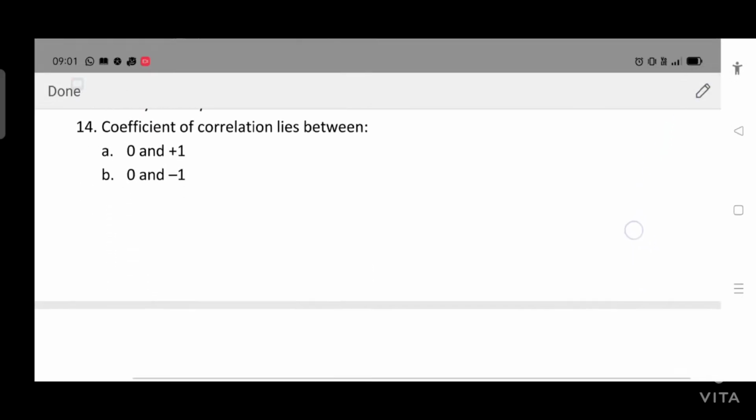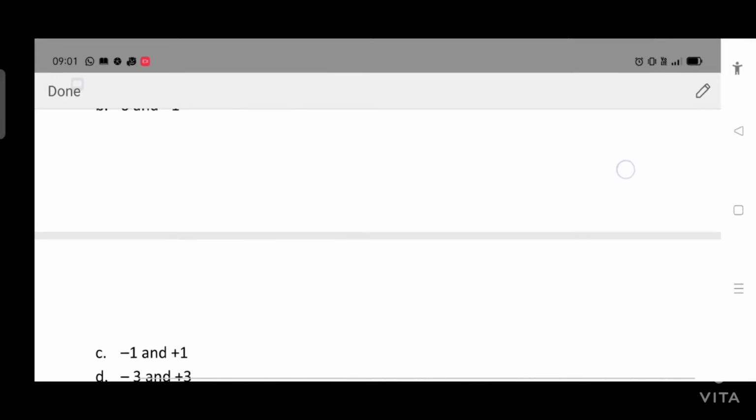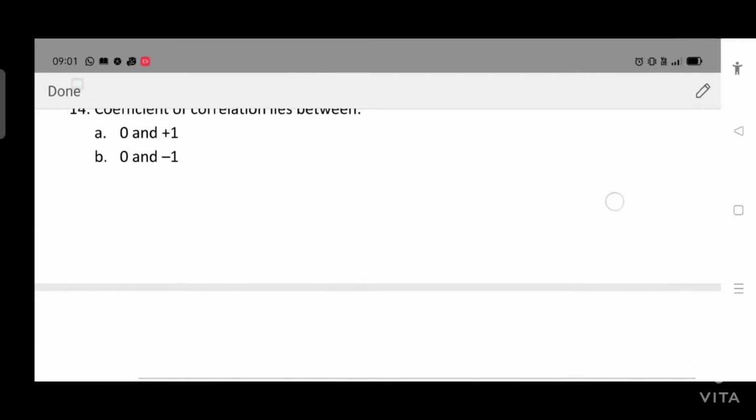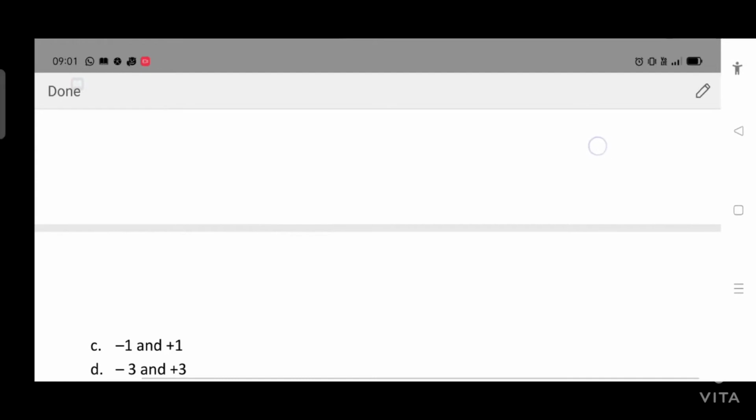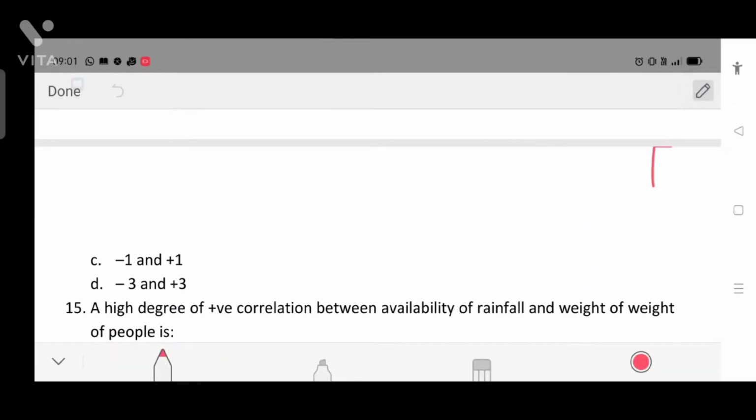Fourteenth question. Coefficient of correlation lies between A, B, C, D. Very, very important question. Are you guessing? 14, C. That is the range. C. -1 and +1.